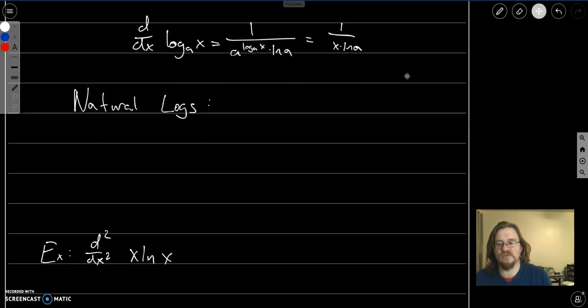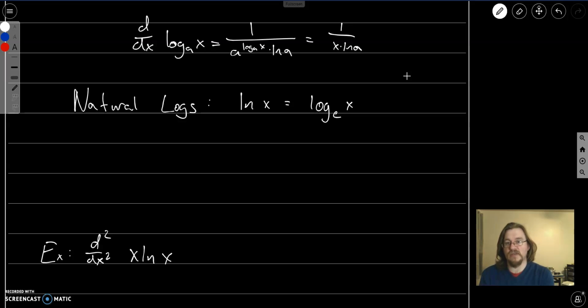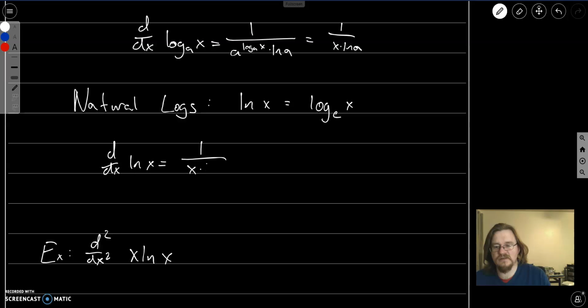Now, natural logs are also going to be pretty easy. When we have the natural log of a variable, this is just going to be log base e of x. So when we're working with base e, just like with exponentials, some special things happen. If I take the derivative of the natural log of x, this is going to be 1 over x times the natural log of e. But the natural log of e, log base e of e, that's just 1. So we just get 1 over x.